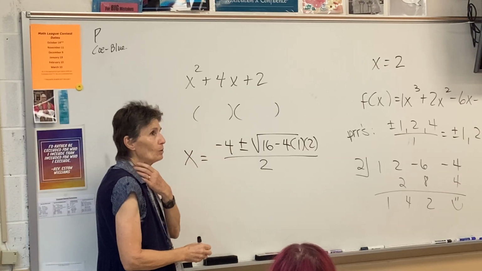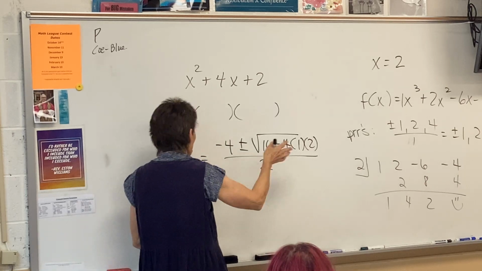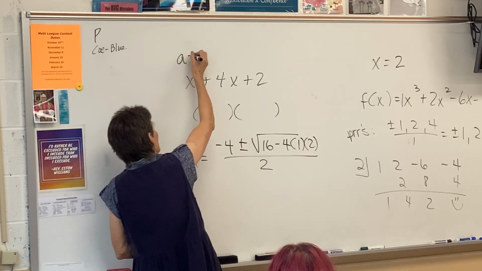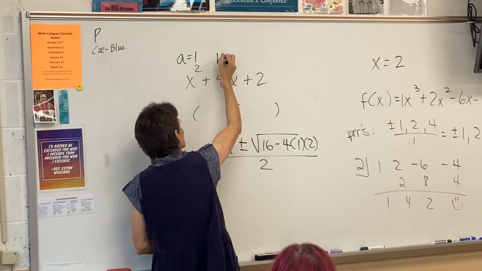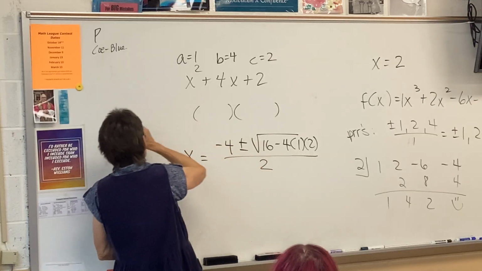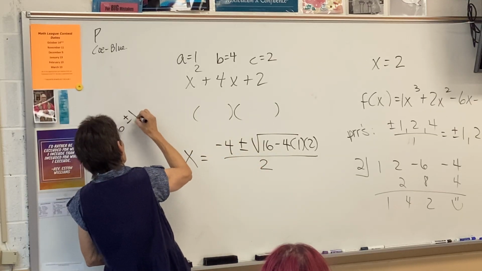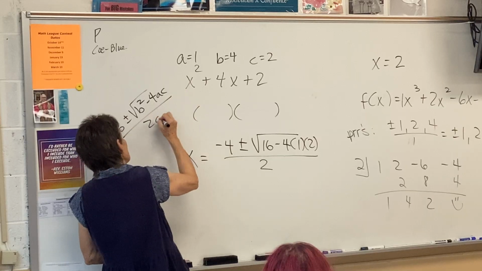Now I'm old, I do this for a living, I've done this a million times, so I just rattle that off. You might want to write down what a, b, and c are. You might want to actually write the formula, and then you can just plug in your numbers. That might be easier for you.